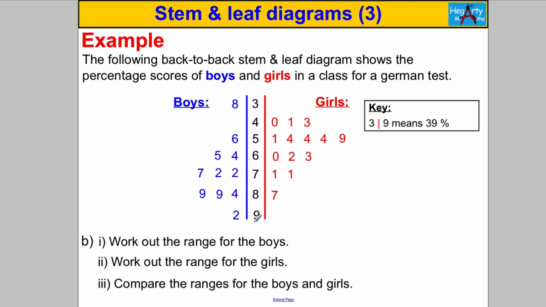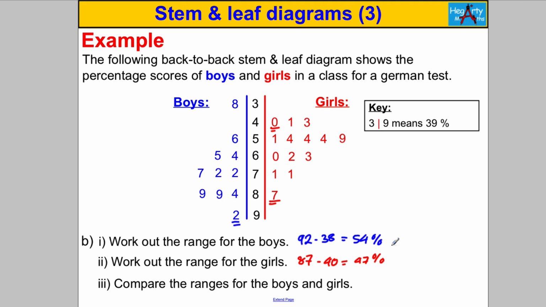Well, for the boys, the biggest number would be from here, it would be 92. So 92, subtract the smallest, which is going to be 38. So all you have got to do is 92 subtract 38, and that's going to give you 54, and it's percent. Work out the range for the girls. Well, the biggest for the girls is 87 and the smallest is 40, so you're going to do 87 subtract 40, which is 47%.